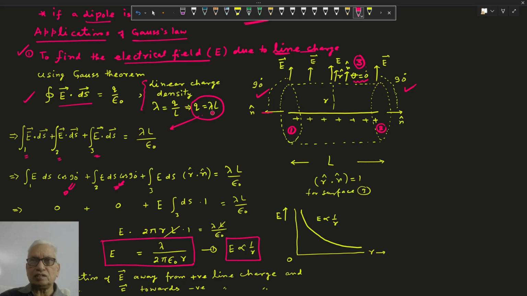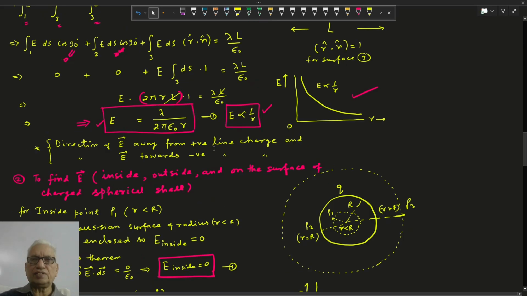What will be its area? The curved surface area of a cylinder is 2 pi r l. That is 1. So L cancels out here. So this electrical field here is lambda upon 2 pi epsilon naught r. Here everything is constant, so it is inversely proportional to r. This is the graph here, E inversely proportional to r. The direction of the electrical field is away from a positive line charge, and if it is negative charge, the direction of the electrical field is towards the line charge.